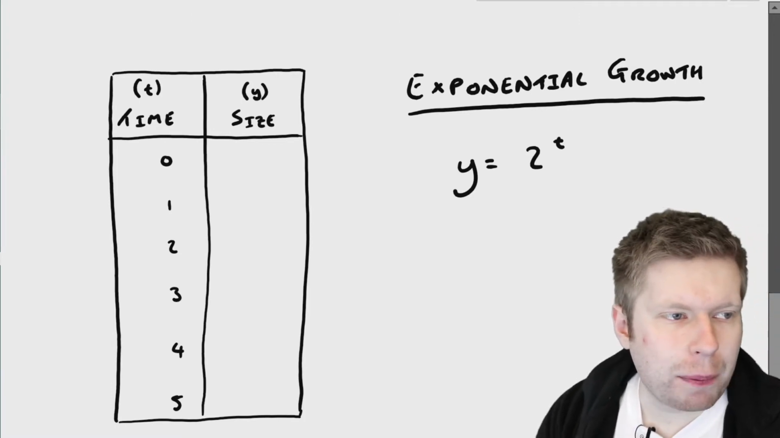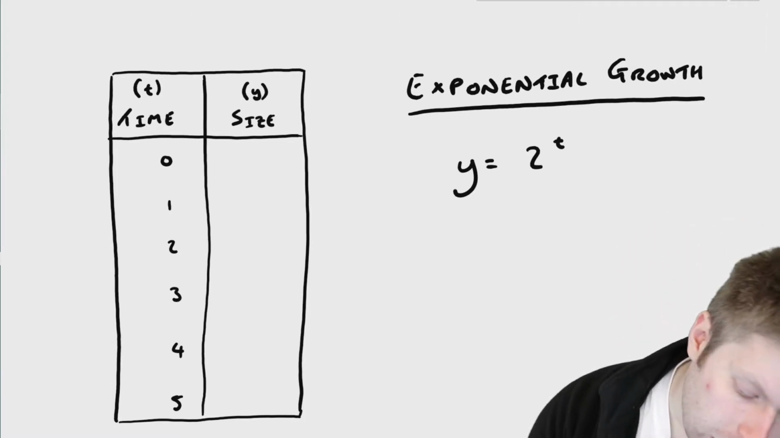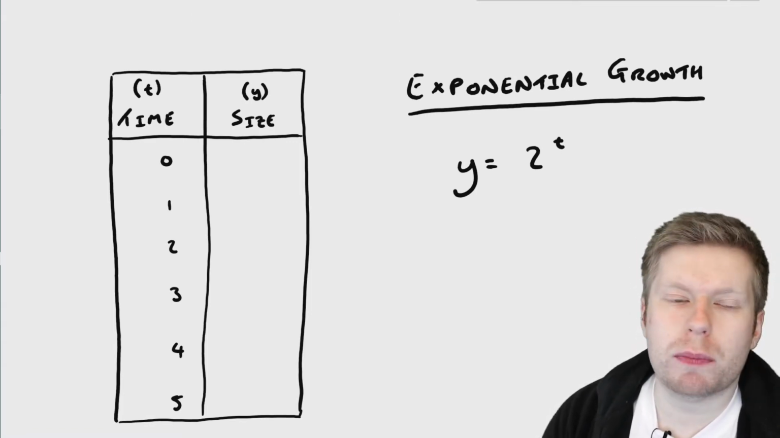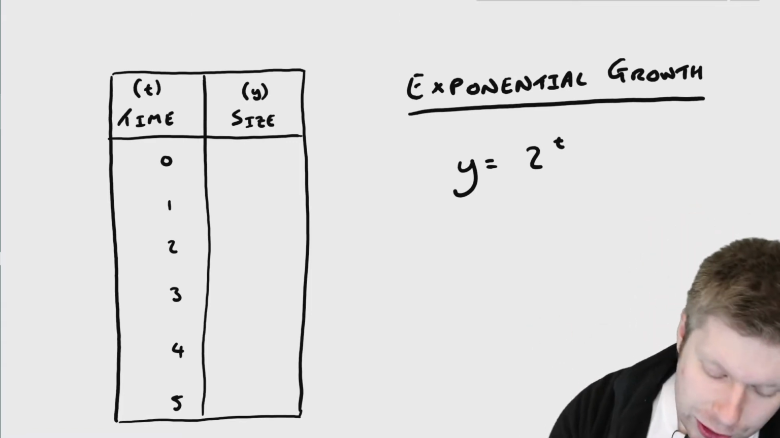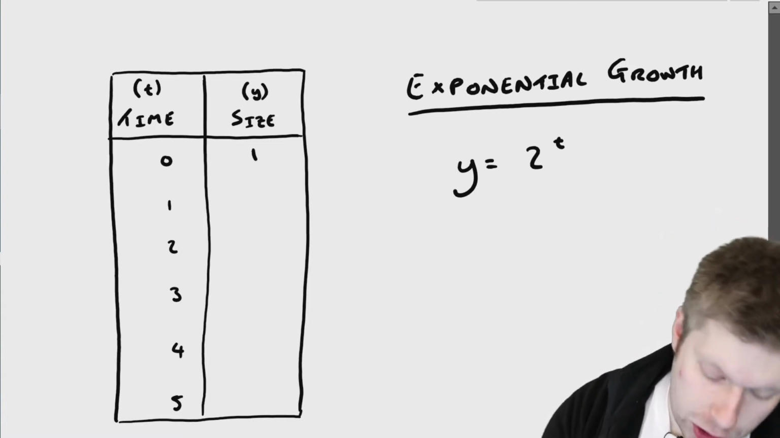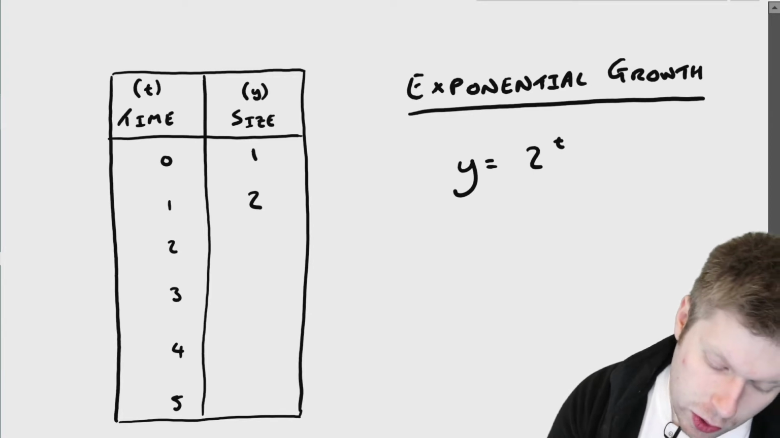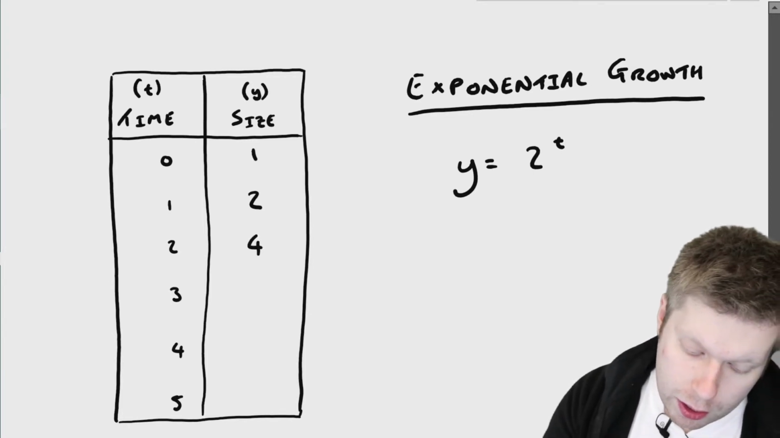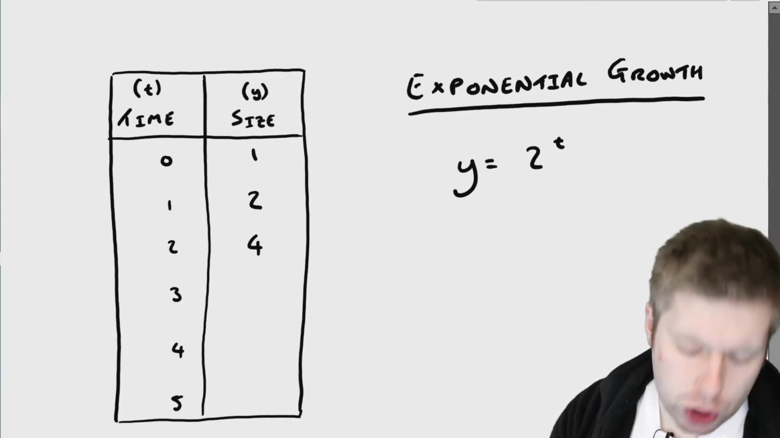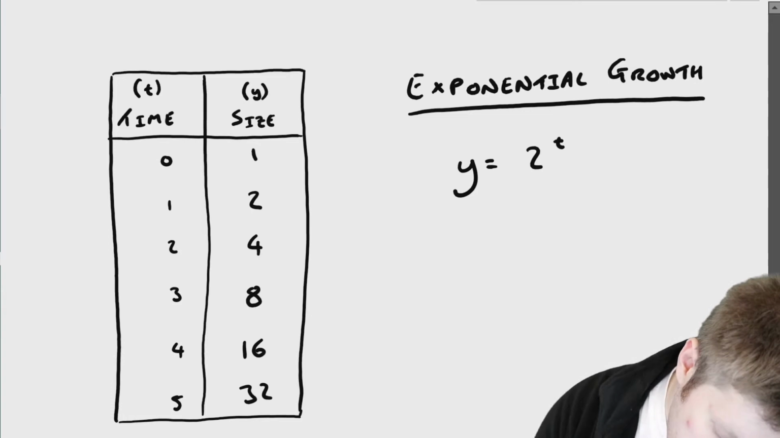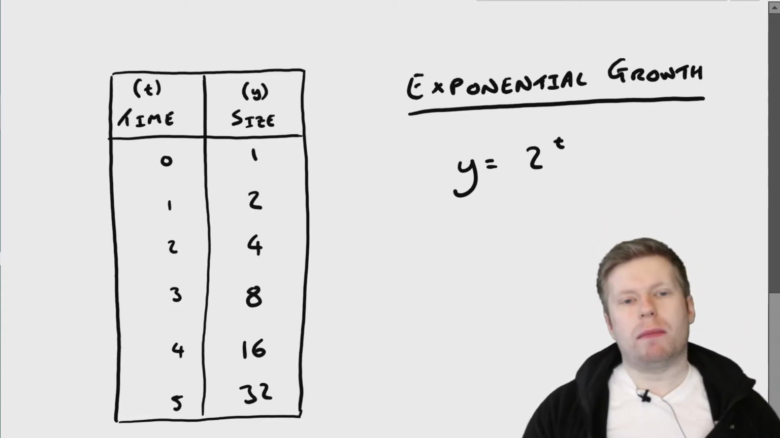All right, so let's see what happens at each of these time intervals. So at time 0, are you happy that my population is just going to be 2 to the power 0? Well, anything to the power 0, that's just 1. If I look at time equals 1, that's going to be 2, so my population size is going to be 2. If I look at time equals 2, my population size is 2 squared, or 4. Time 3, population size is 2 cubed, that's going to be 8, and so on, okay? Now look what's happening each time, okay?